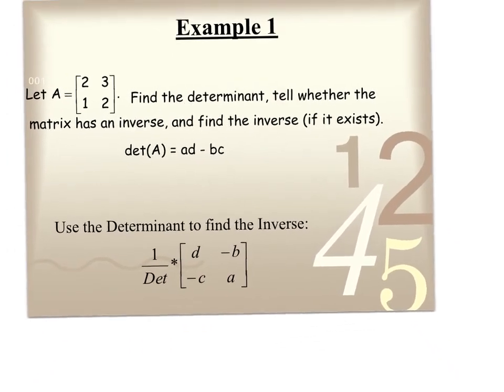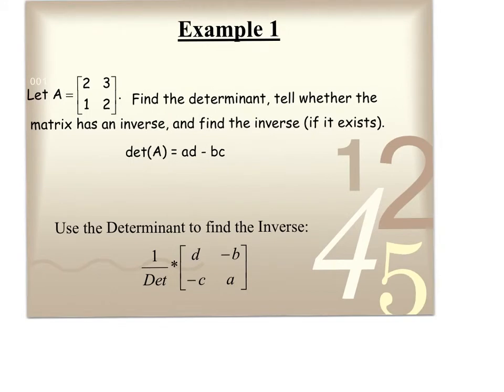Okay, so there's a little equation there, but first and foremost, we're going to start with finding the determinant of this matrix. So the determinant of A is, I'm just going to take A and D, this diagonal, multiply them together. And then I'm going to subtract the opposite diagonal multiplied together. And that's going to equal 4 minus 3, which is equal to 1, which is nice.